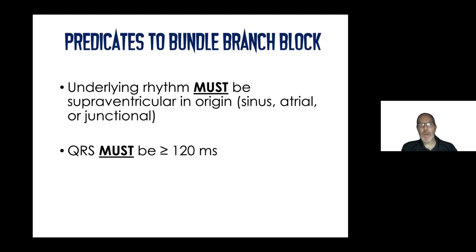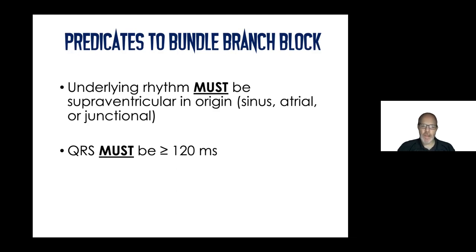And I literally have three or four tracings at my office that show a wide complex tachycardia, and the machine says left bundle branch block, probable ventricular tachycardia. And I kind of giggled, because that's impossible. You cannot have a bundle branch block when the underlying rhythm is ventricular. The underlying rhythm must be supraventricular. So that's one prerequisite. The second one is your QRS width, the duration, must be 120 milliseconds or greater. If it doesn't meet both of these criteria, then you're not looking at a bundle branch block. You're looking at something else.